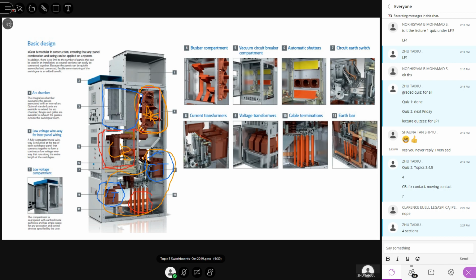Now this is some zoomed in view of each part. You see the bus bar is here, cables here, current transformer, voltage transformer. There's an earth bar. Now, earth bar is also important here. So the earth bar is this part. Now this one is the circuit earth switch.